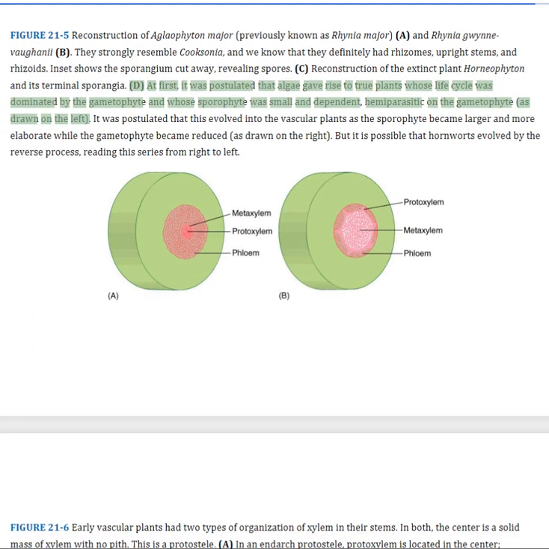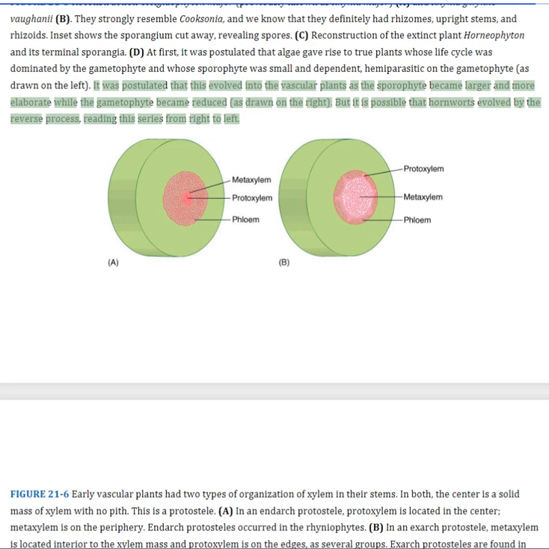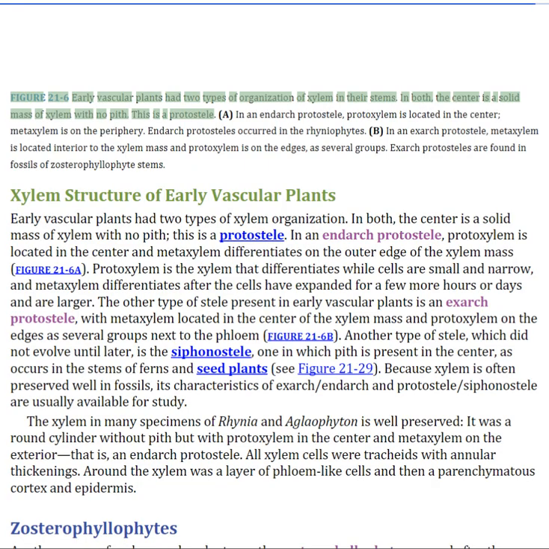At first, it was postulated that algae gave rise to true plants whose life cycle was dominated by the gametophyte and whose sporophyte was small and dependent, hemiparasitic on the gametophyte. It was postulated that this evolved into the vascular plants as the sporophyte became larger and more elaborate while the gametophyte became reduced. But it is possible that hornworts evolved by the reverse process, reading this series from right to left. Figure 21.6. Early vascular plants had two types of organization of xylem in their stems.